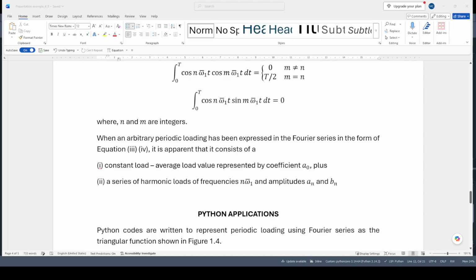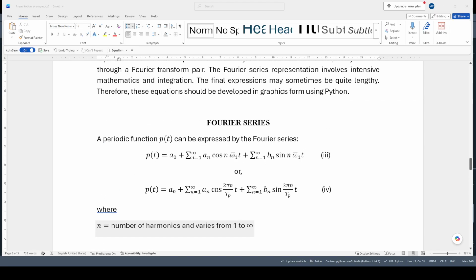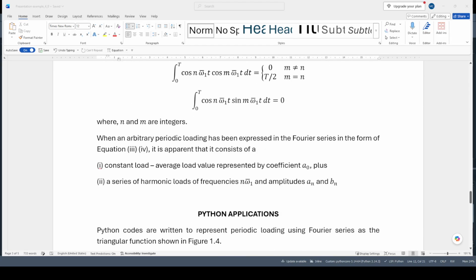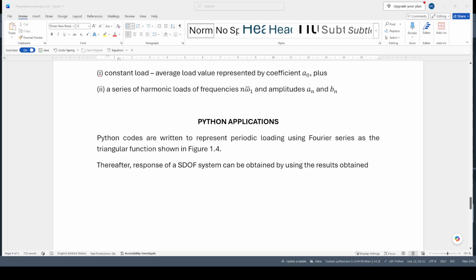When an arbitrary periodic load is expressed in a Fourier series in the form of equation 3 or 4, it is apparent that it consists of a constant load, the average load value represented by coefficient a0, plus a series of harmonic loads of frequency n omega1 bar and amplitude an and bn.